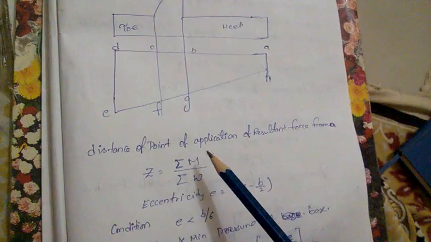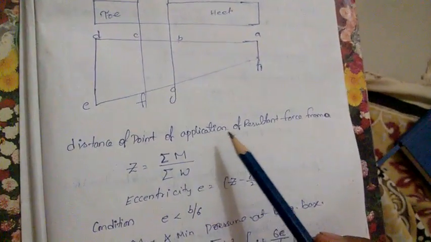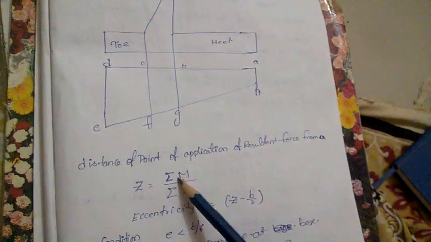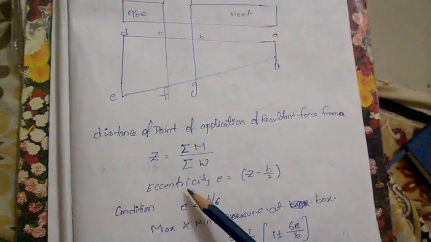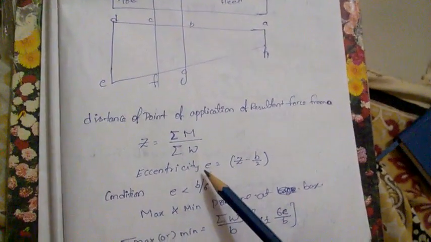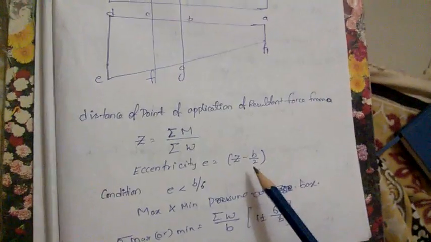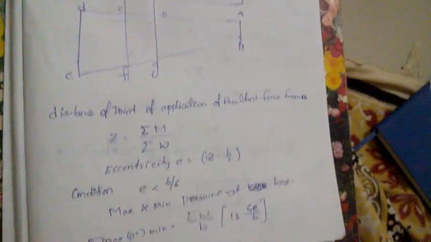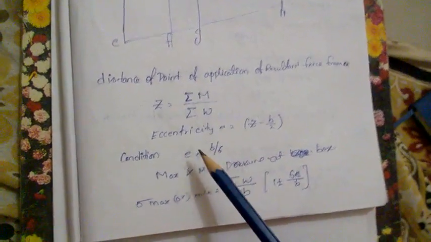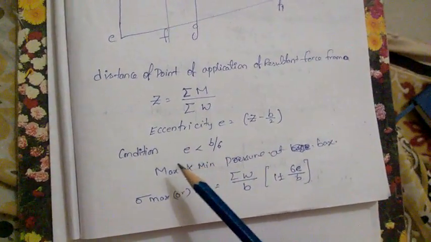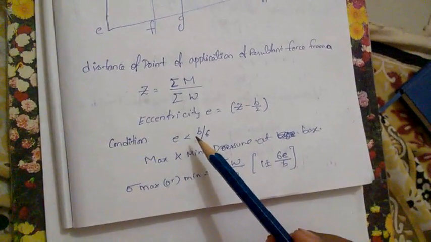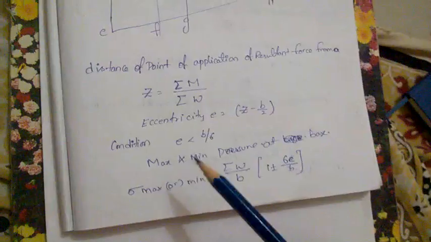Distance of point of application of resultant forces from A, Z is equal to sigma M by sigma W. This is the formula. Eccentricity e is equal to Z minus B by 2. This eccentricity also comes under RCC-I. If you are thorough with RCC-I, you can learn easily what is meant by eccentricity, all these things. Okay. Condition: e should be less than B by 6.